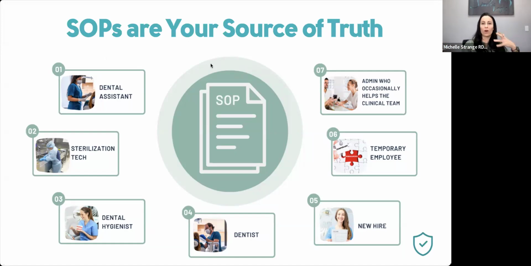And when team members have a question about how to perform a task, the SOP should be the first place they go for an answer. They remove the guesswork and they provide that clear, consistent guide for how things need to be done. And this is especially important for infection control, when even small mistakes can have big consequences. And by ensuring that everyone is following these same protocols, you do just reduce the risk.